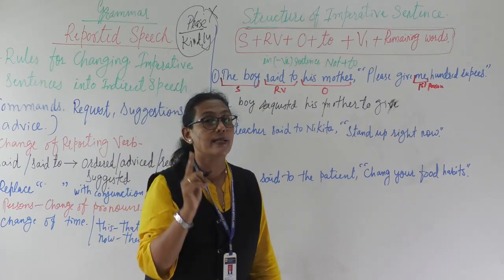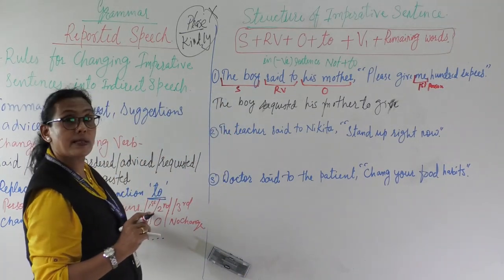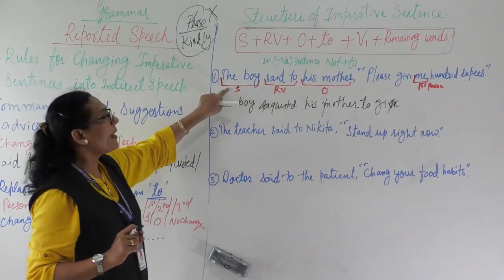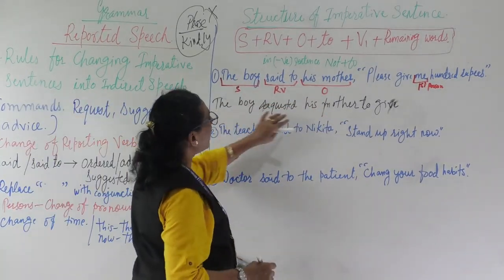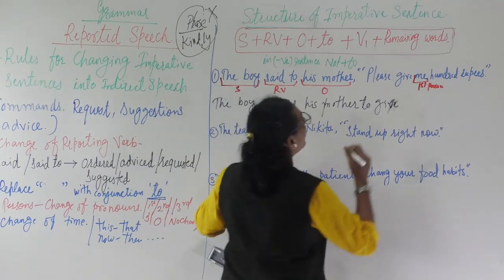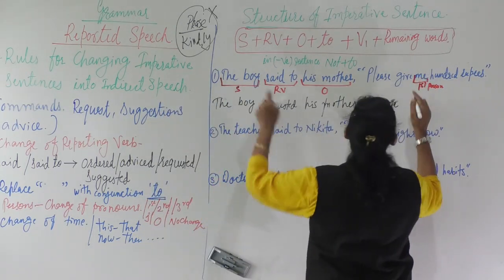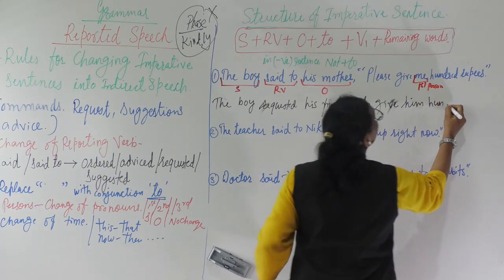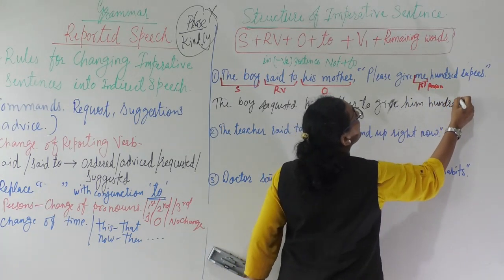First person, subject, that I told you, first person, subject. What will become there? The first person is me, the boy is there. So, see, the boy requested his mother to give him, me is there, the boy is there, so him 100 rupees.